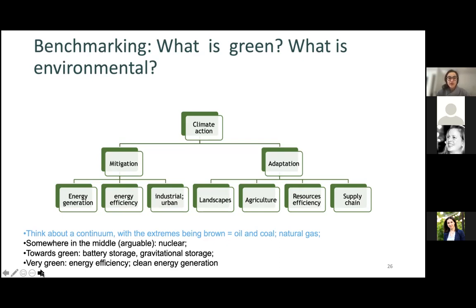Another gray area is nuclear and hydrogen. I will leave it to the Q&A part whether we want to go a little bit further into this conversation. I'm often asked, okay, so is nuclear green or not? But there are many implications for that as well.